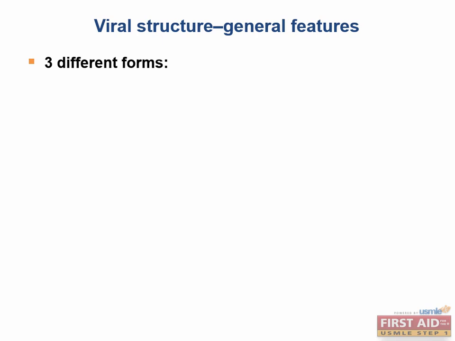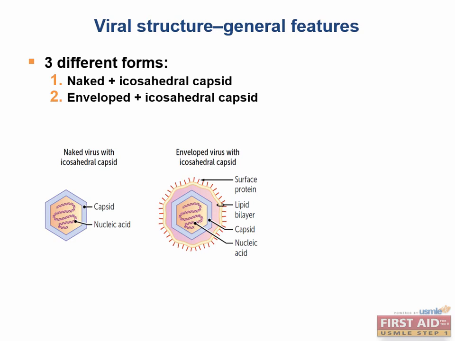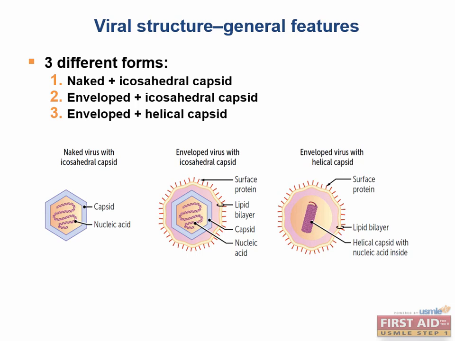We can either have 1, a naked virus, meaning they don't have an envelope, with an icosahedral protein capsid, or 2, we can have an enveloped virus with an icosahedral protein capsid, or 3, we can have an enveloped virus with a helical capsid. So as we can see, all these viruses have protein capsids, but they do not all have envelopes. An important rule to remember is that all helical viruses are enveloped. Think of it as the helical capsid protein structure is not strong enough to protect the virus without an envelope, while the heavy-duty icosahedral protein structure is sufficient for protection.